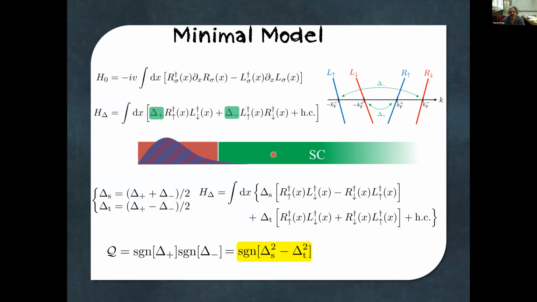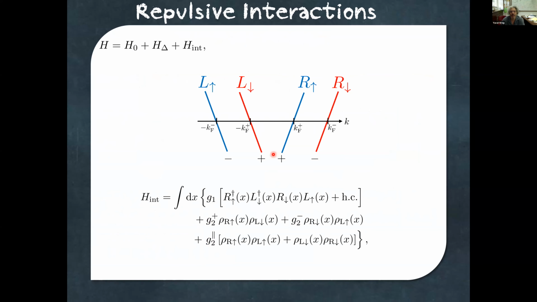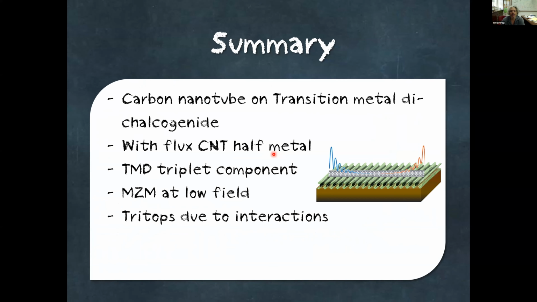Let me skip that part. So this is my summary. Carbon nanotube and transition metal with small flux. We need a TMD triplet component. Majorana zero modes will appear at low field. And this time reversal invariant topological superconductor can be established due to interaction in this system.